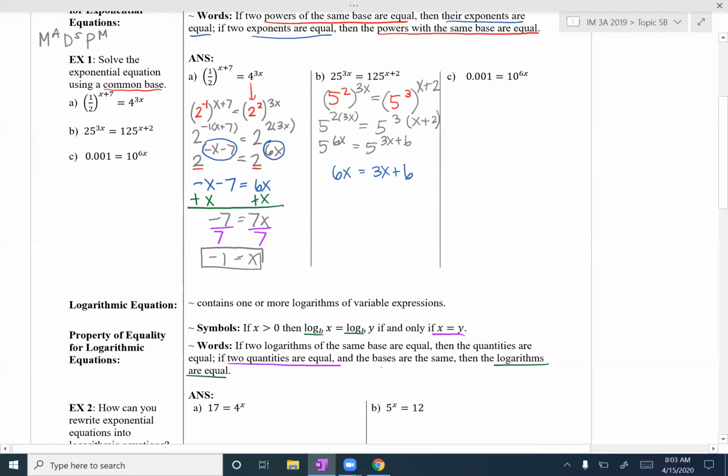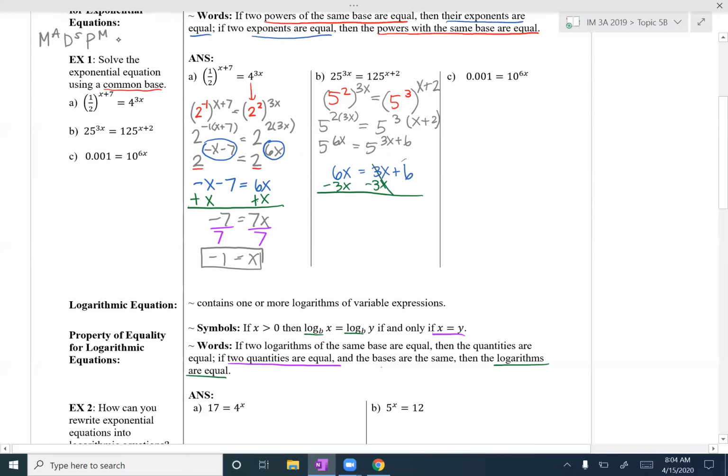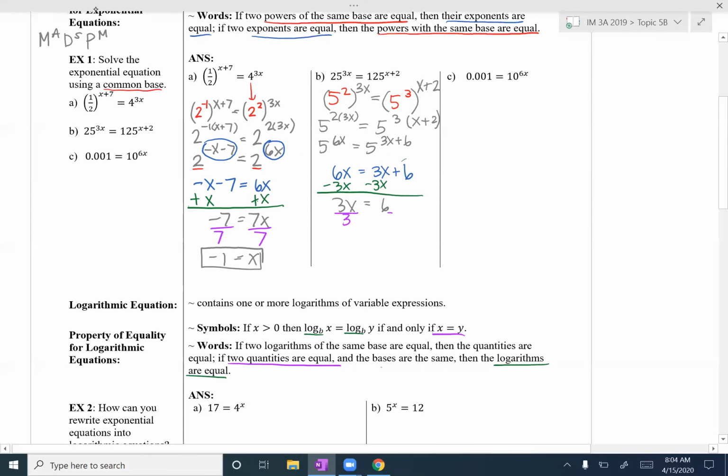Which means that since 6 is the only constant, we want to subtract 3x from both sides. And that will give us 3x equals 6. So then dividing both sides by 3 gives us that x must be 2. And again, exponential functions have a domain of all real numbers, so it's not necessary to check your answer. You could always check your answer just to make sure that it equates to the same value.